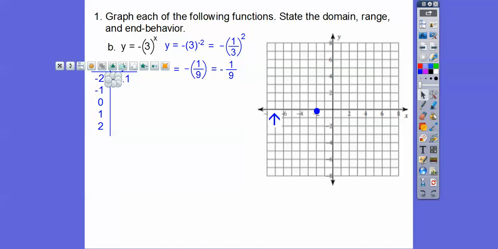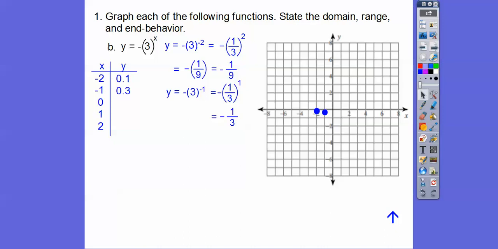Let's plug in the next one here. So we get 3 to the -1, which is 1 over 3 to the +1. That's going to get me a negative 1/3, which is -0.33333. Golly, I forgot that negative also. So that's a negative right there. So this is a -1/3.